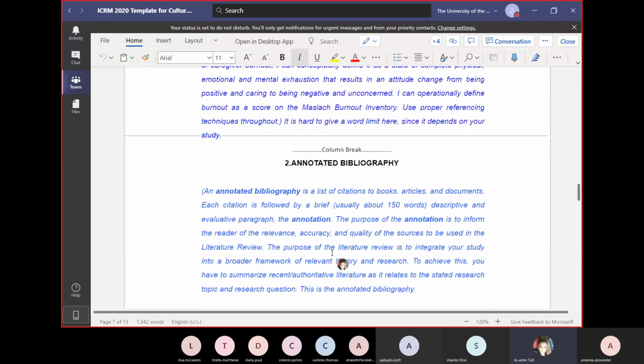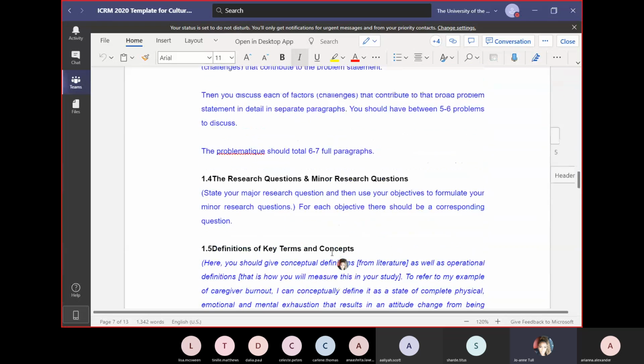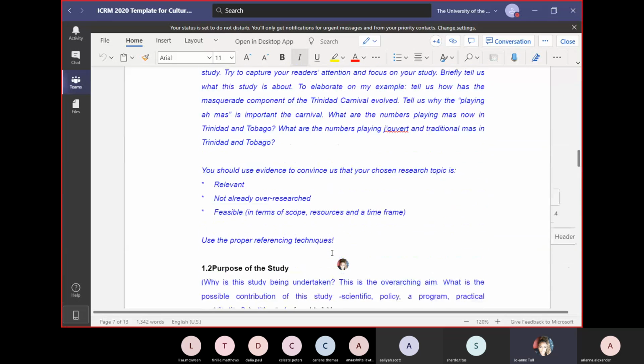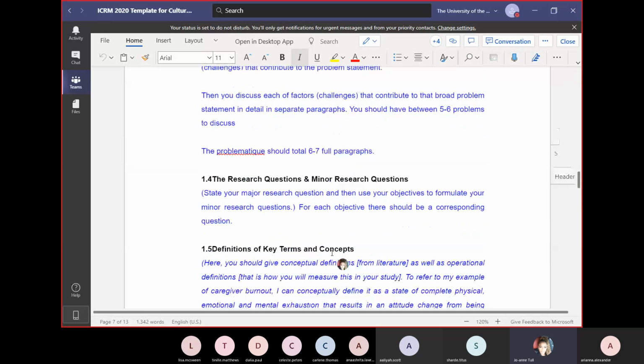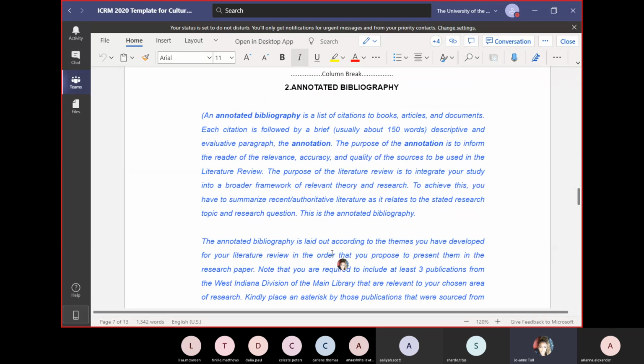Definition of key terms. Now, this definition of key terms, why is it moving about like that? Oh, stay put. Okay.